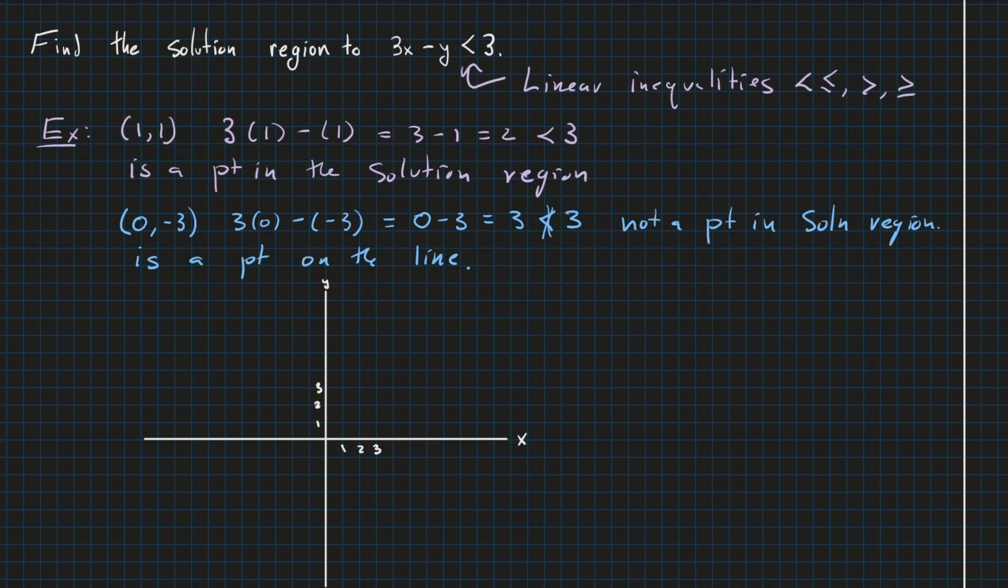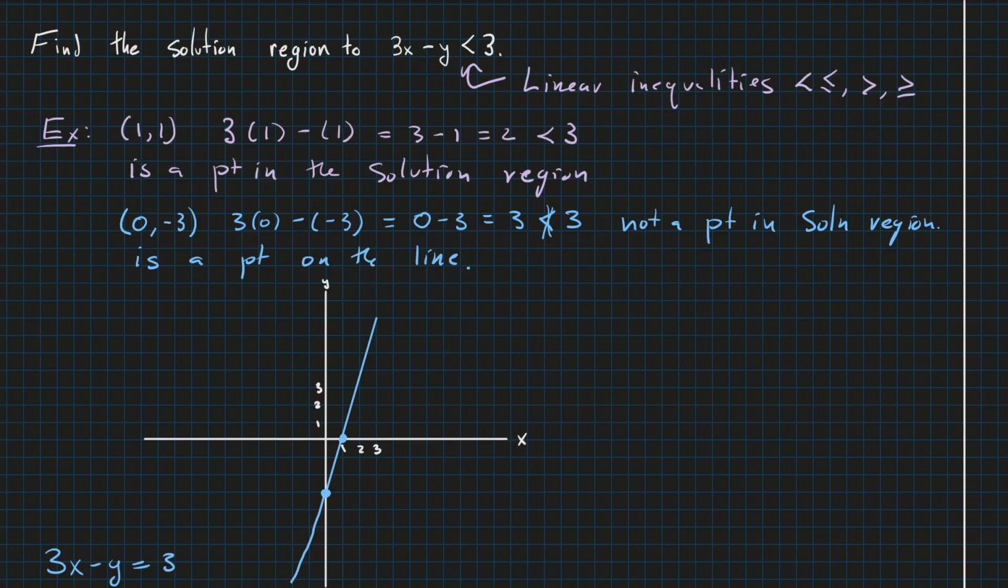So I added a quick graph here. This line can be drawn quickly using the x and y intercepts. This is if there was an equal sign, so like if we're going to graph the line 3x minus y is equal to 3, you can quickly read off the intercepts. If I plug in 0 for x to get the y-intercept, we get the y-intercept is down here at negative 3. And if I plug in 0 for y, we get the x-intercept is here at 1. So now I'm going to play connect the dots to get us the graph of that line.